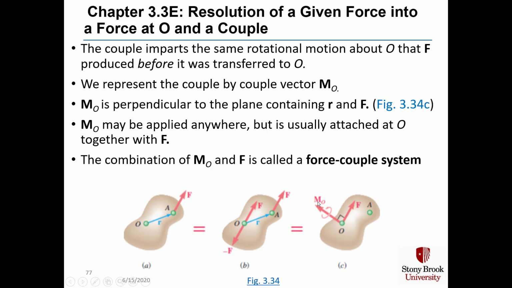M sub O is perpendicular to the plane containing r and F, and here we show M sub O perpendicular in figure 3.34c. You can apply M sub O anywhere because that is the nature of moments. You can move them around, but we usually attach it at point O together with force F. And the combination of M sub O and force F is called a force couple system.